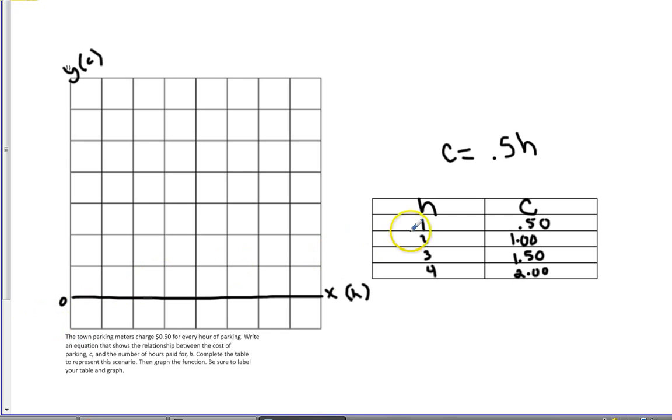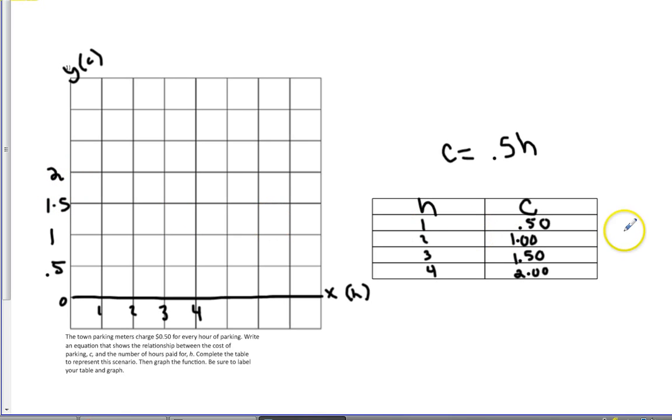So now along my hours, I have 1, 2, 3, and 4. So we'll do 1, 2, 3, and 4. And then looking on my y-axis, it goes up by 0.5, so we'll do 0.5. And again, I'm leaving off the zeros just so it doesn't get crazy. 1.5 and 2. And then I graph my ordered pairs.